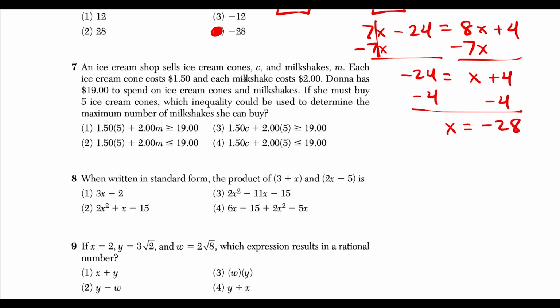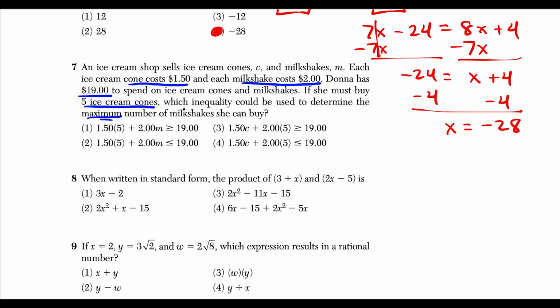Question 7, we have ice cream cones modeled by the variable C, milkshakes modeled by M, and the cost of an ice cream cone is $1.50. A milkshake is $2, and Donna has $19 to spend, and she has to buy 5 ice cream cones. And we want to know which inequality could be used to determine the maximum number of milkshakes.